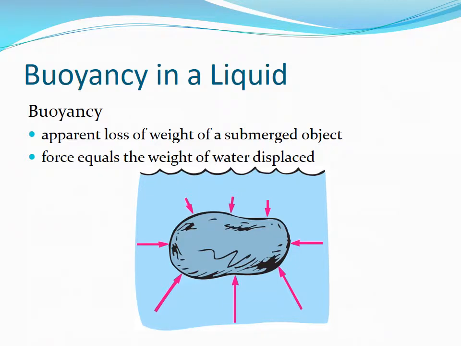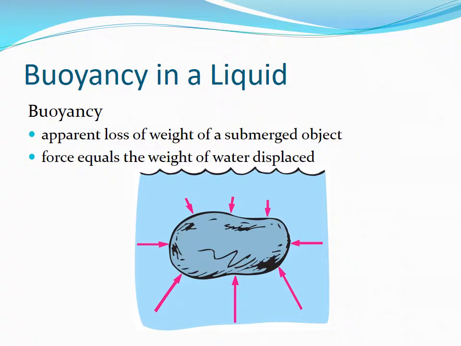Buoyancy is the ability of an object to float in a liquid. Buoyancy is also the apparent loss of weight of a submerged object. The buoyancy force equals the weight of water displaced. If an object displaces more water than its weight, it will float.